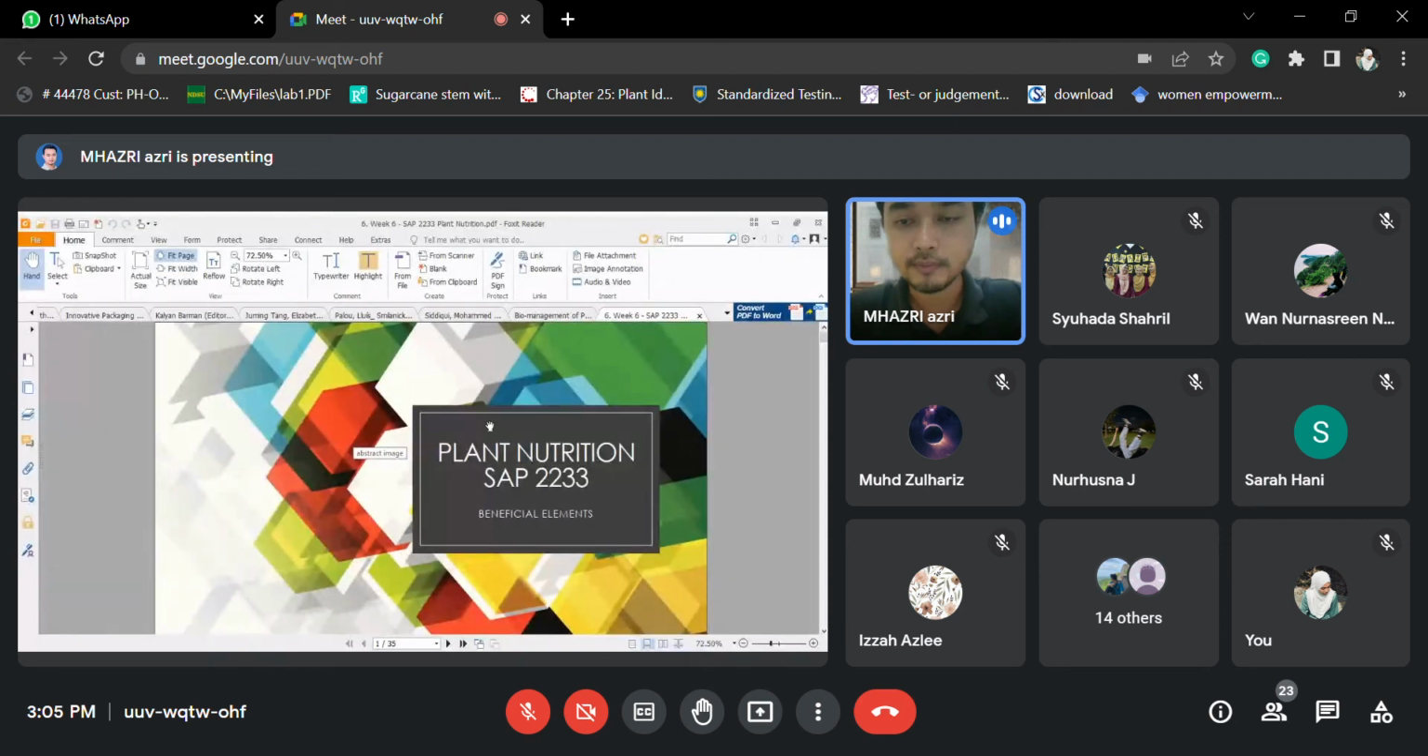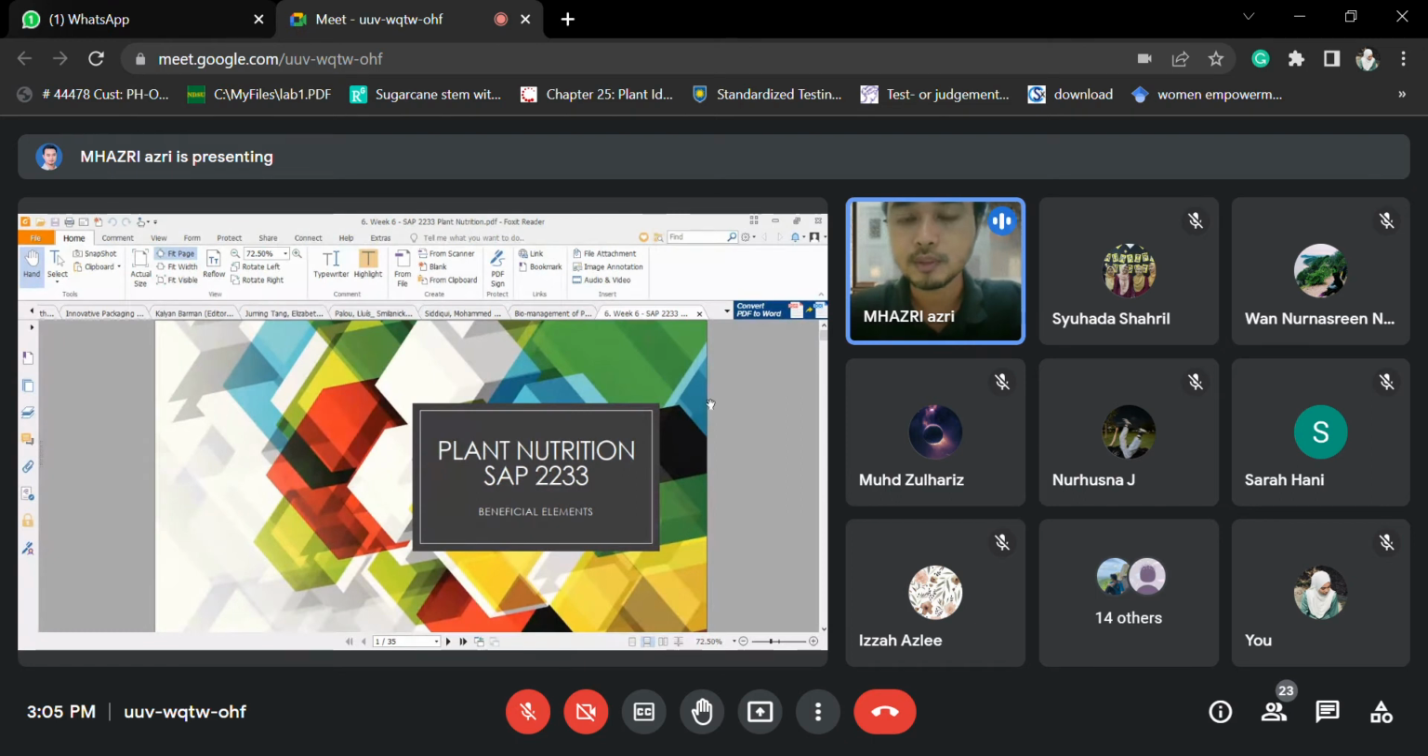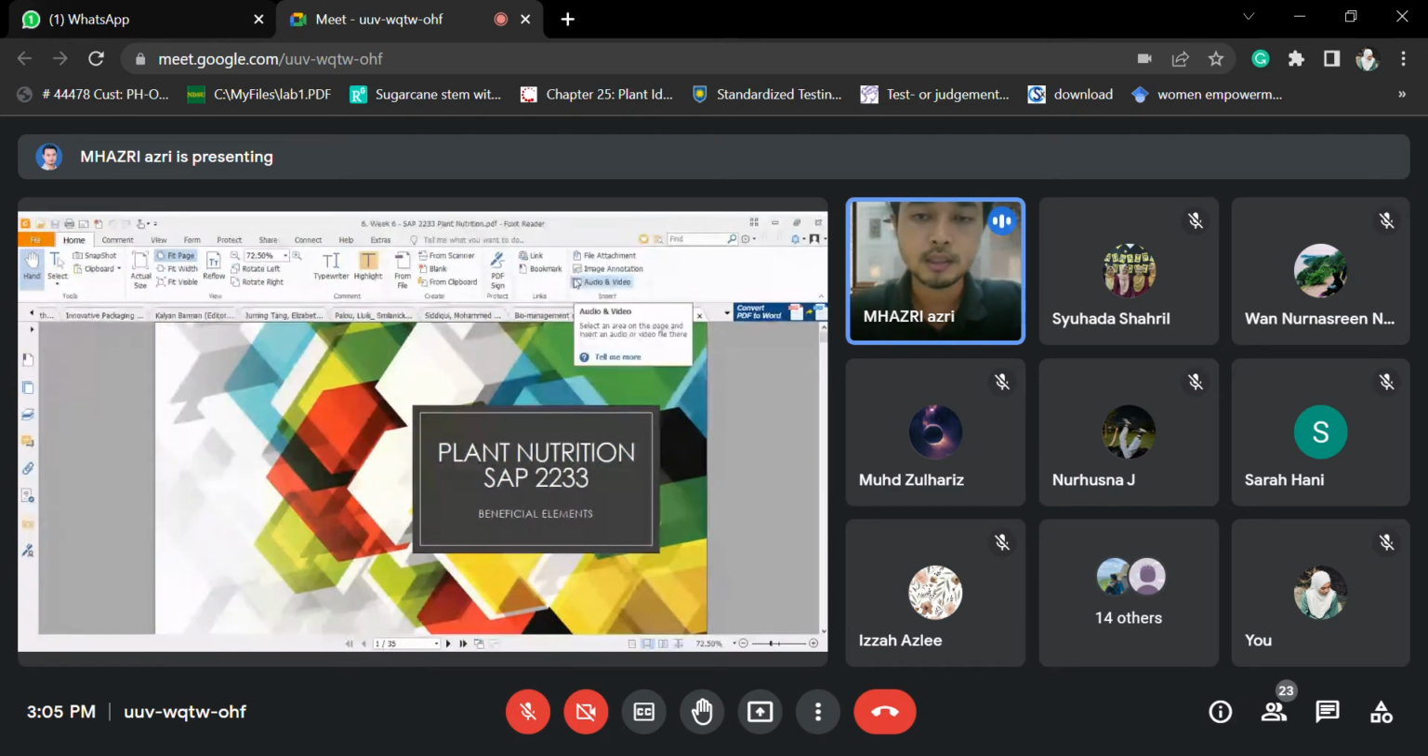Elements can be classified into several groups based on their sources or based on their mobility in plant tissues, etc. So basically, we classify or divide all these elements depending on their quantities. Okay, macronutrients.